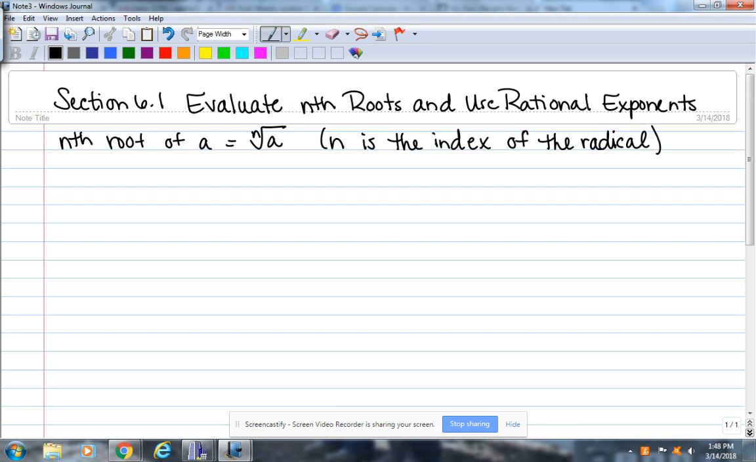Okay, so we're starting Chapter 6 today, and a lot of Chapter 6 is dealing with rational exponents. And today we're going to talk about nth roots of rational exponents and then how to solve some roots.